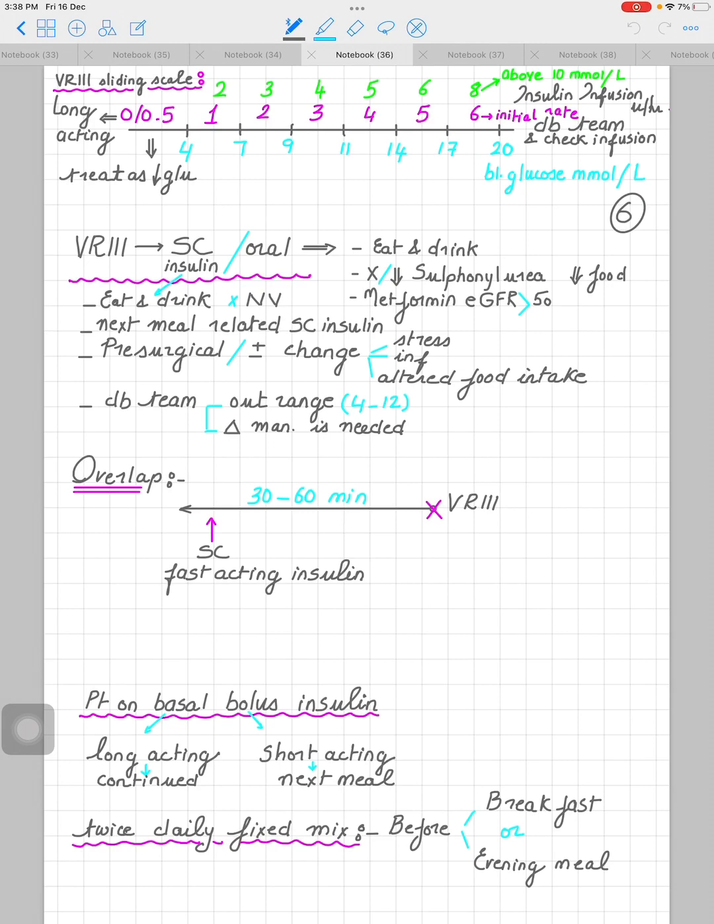As for patients on basal bolus insulin, if the patient was previously on a long-acting insulin analog such as Lantus or Levemir, this should have been continued, and so the patient only needs to restart their normal short-acting insulin at the next meal. For patients on a twice-daily fixed mix regime, the insulin should only be reintroduced before breakfast or before the evening meal.